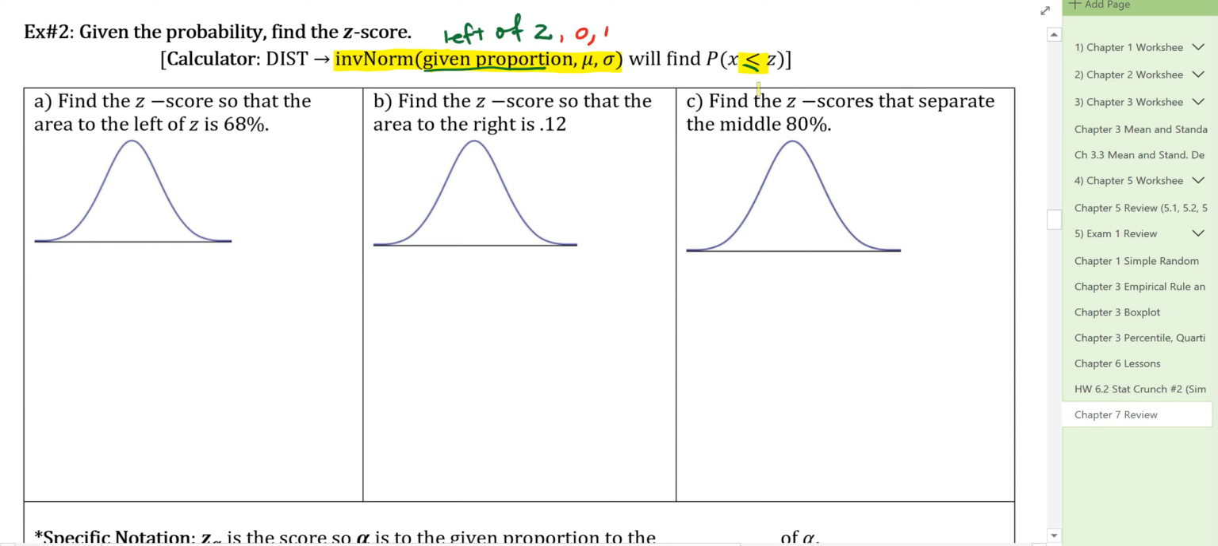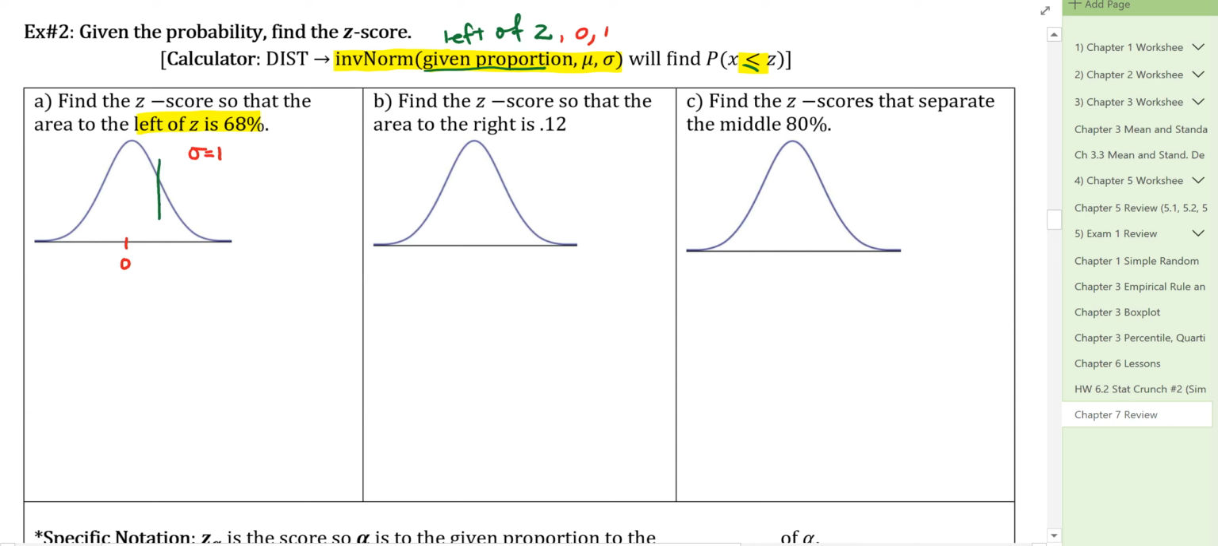So A, find a z-score so that the area to the left of z is 68%. Again, I'm going to put my mean and standard deviation first. Standard normal means mean 0, standard deviation is 1. I want the area to the left of z to be 68%, meaning from negative infinity up to z gives me 68%. So let me draw it. That means it should be more than half. This half is 50%, so more than half should be on the right of 0.